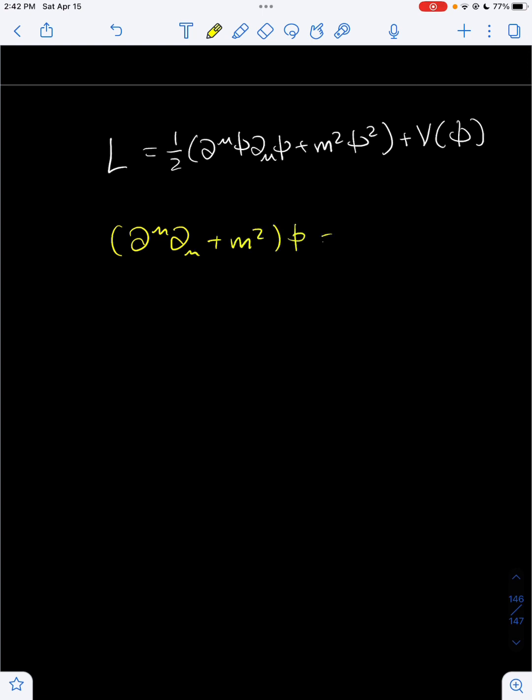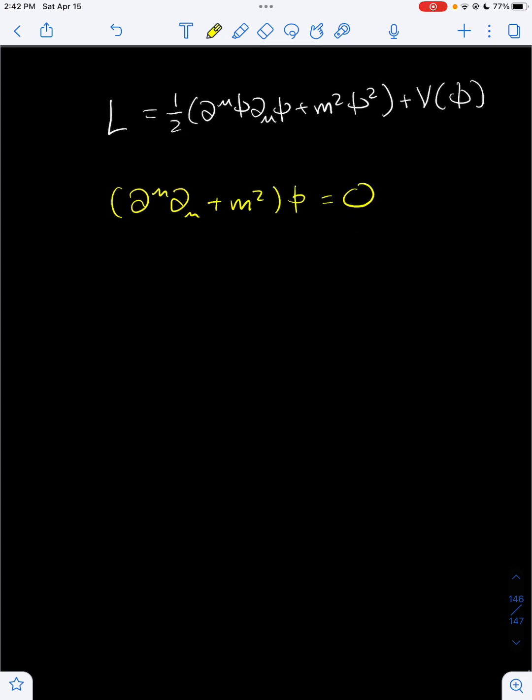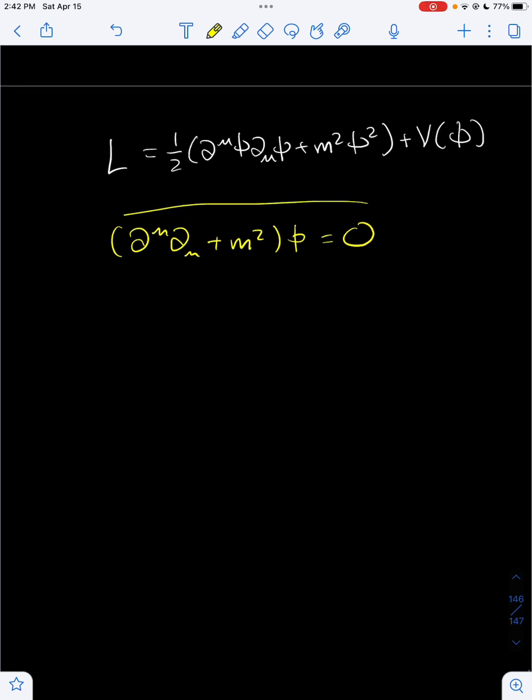Now, why do we call this a free field? What does that even mean? Well, we can solve this equation pretty easily. It's a homogeneous differential equation, and the solution is the sum of plane waves. That's the general solution to this equation.